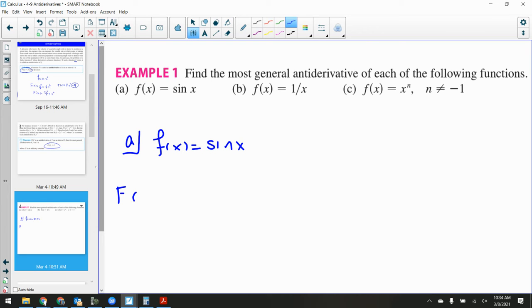So what function, it's just kind of like guess and check. What function, when I take the derivative, is going to give me sine? Negative cosine. You might be tempted to just say cosine, but what is the derivative of cosine? Negative sine, and I don't want negative sine, I want positive sine. So how do you flip that? Well, you just put a negative in front of it.